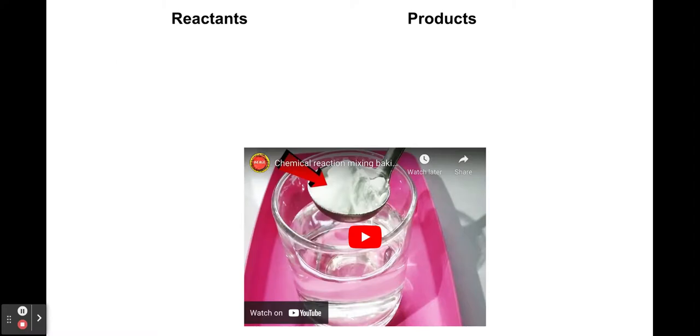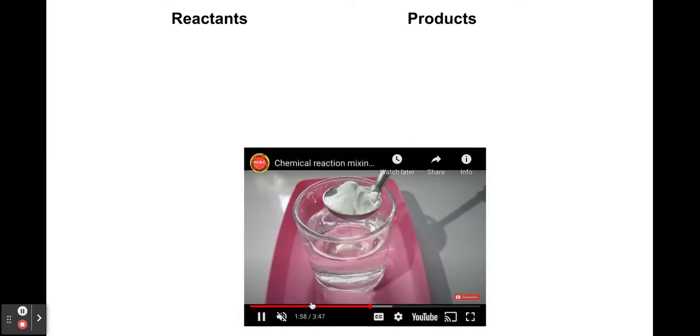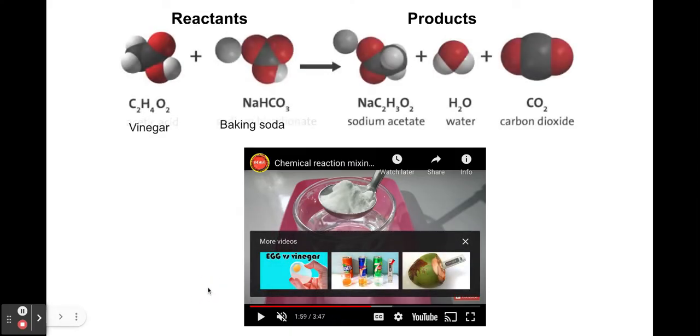Let me show you an example of a chemical reaction that demonstrates all of our laws: conservation of matter, first law of thermodynamics, and second law of thermodynamics. And you're welcome to record this chemical reaction and some of these examples on your paper. Here's our chemical reaction formula.